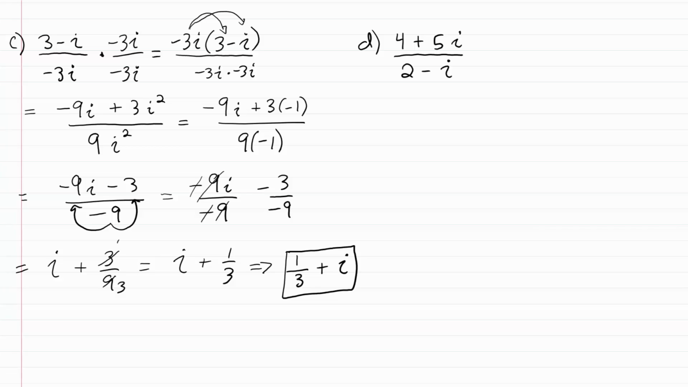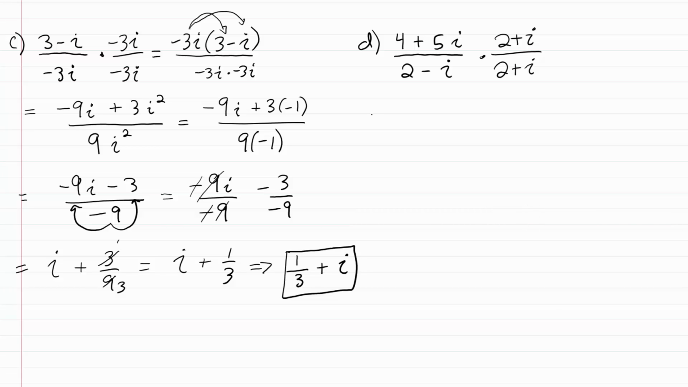Okay, so final piece here is part D. And again, we're going to do this idea of rationalizing the denominator, but when we have something that has two terms in it, we're going to use the conjugate pair, right? So we're going to multiply top and bottom here by 2 plus i. And then from there, we just have to FOIL out the two terms.